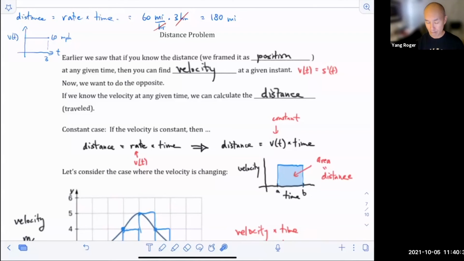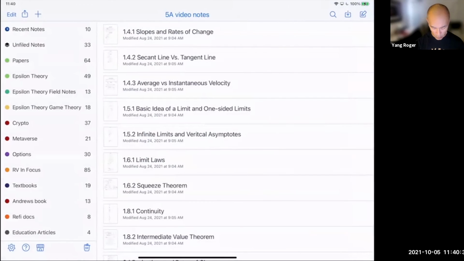Okay. All right, great. So let's move on to 4.2.